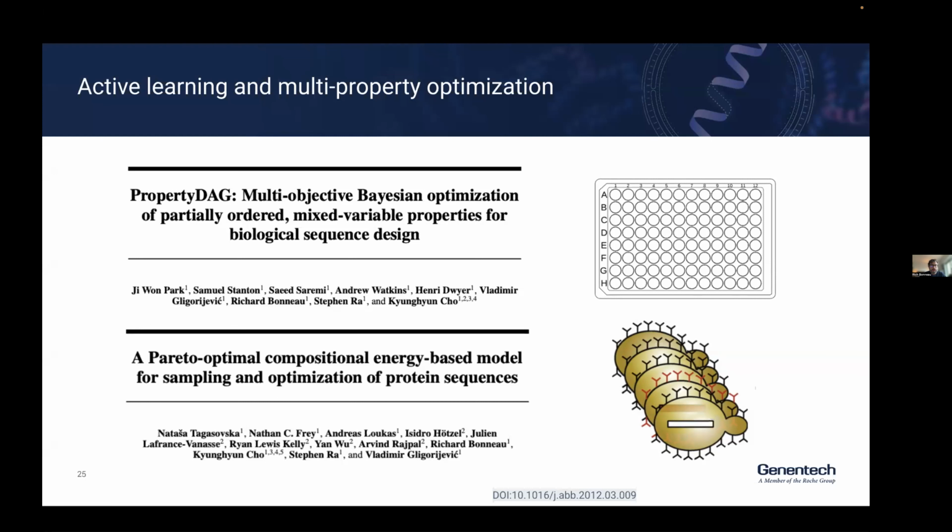One is Property DAG, which is a way that Jiwan and Sam and Saeed and others were able to come up with of dealing with the fact that many of the properties we're trying to optimize have relationships that make it hard to test one property if another property doesn't have a set of values.